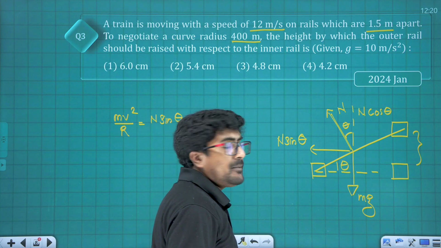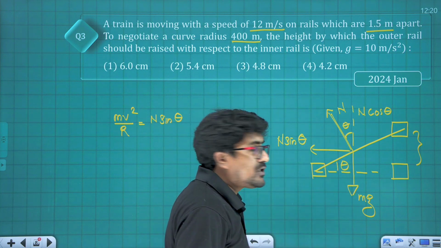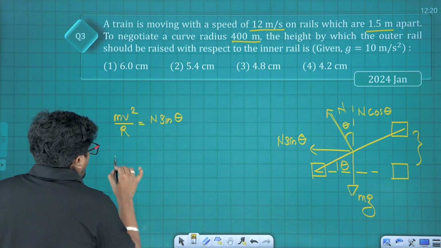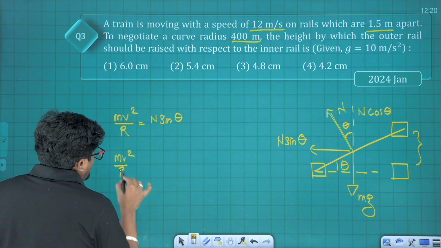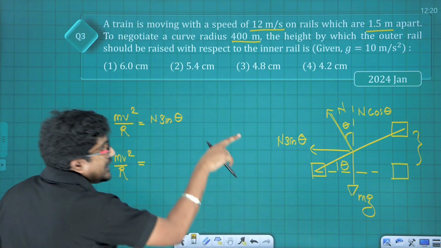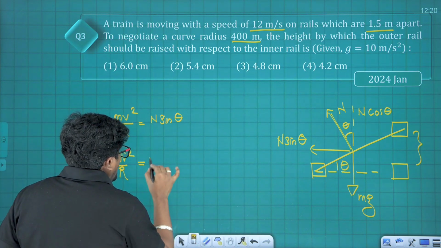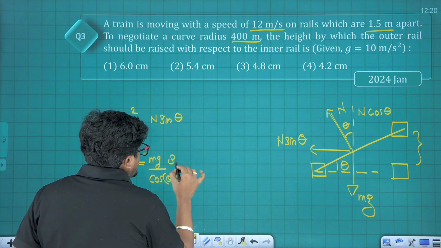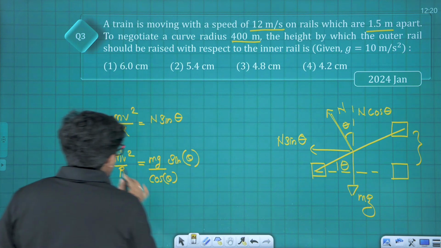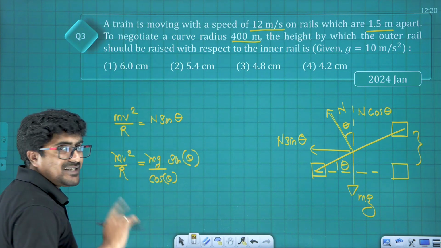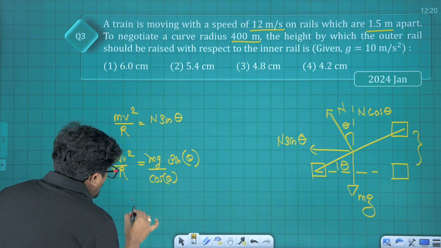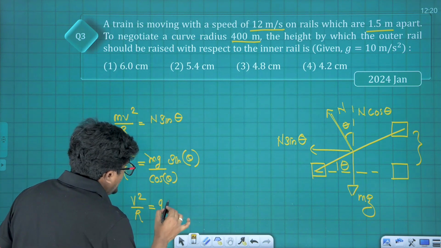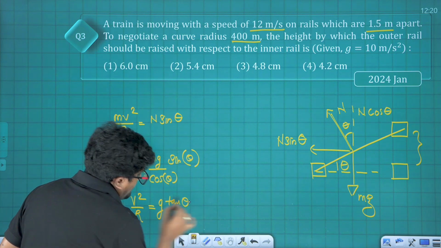If we consider the equilibrium along y-axis, I can say that n cos theta is equal to mg. Then what is n? N is mg by cos theta. So m into v square by r, that is now equal to, what is n? N is mg by cos theta, into sin theta. Okay. So here m and m will cancel each other. Sin theta by cos theta is tan theta. So v square upon capital R, that is equal to g into tan of theta.